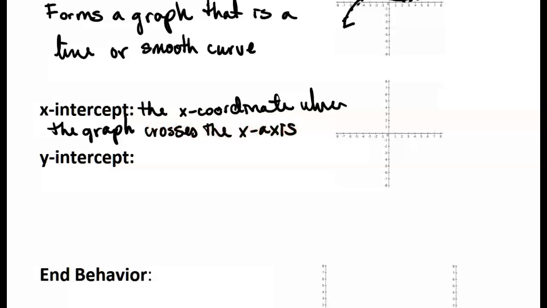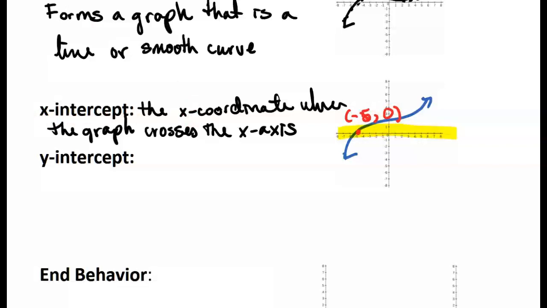So if I drew a graph like this, then this graph crosses the x-axis. Here's my x-axis. At this point, let's say that's -5. The x-coordinate where this crosses the x-axis, -5, and the y value there is 0, is the x-intercept.